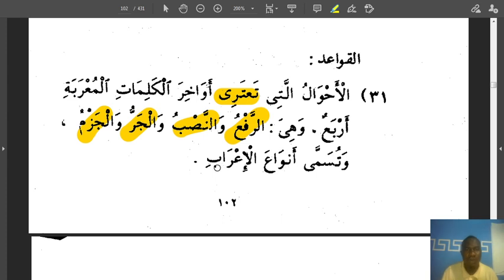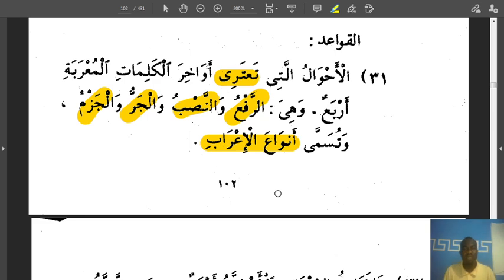وتسمى أنواع الإعراب. I've already told you from the beginning that when you hear أنواع الإعراب, we are talking about al-harakat. We are talking about the vowels, as he has already explicitly explained here. أنواع الإعراب. These are called types of إعراب. So when you are asked ما هي أنواع الإعراب, you say الرفع والنصب والجر والجزم. Okay.